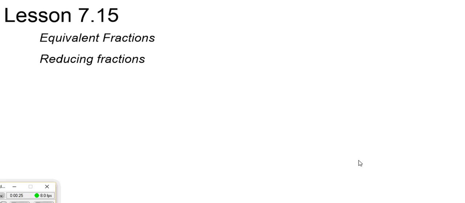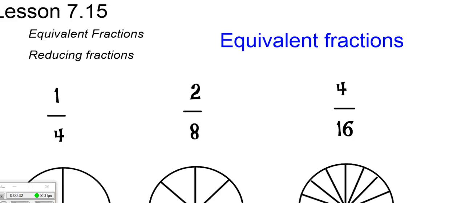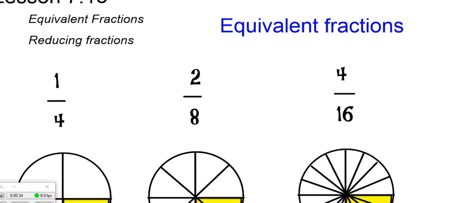But let's go ahead and get into this. These concepts are new? No, they're not. They are definitely a review. But we're going to cover a number of different things.